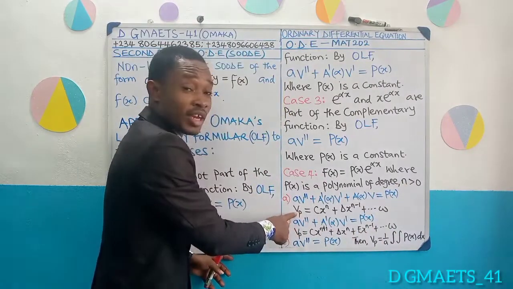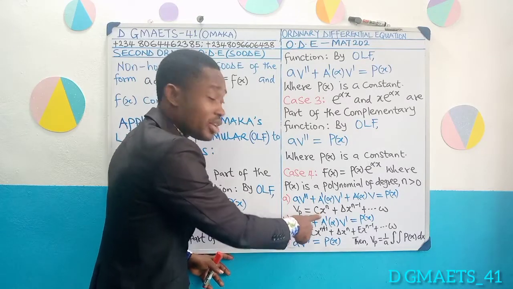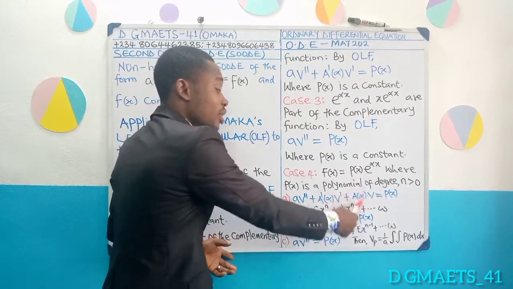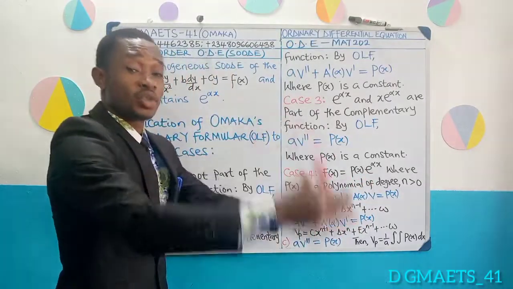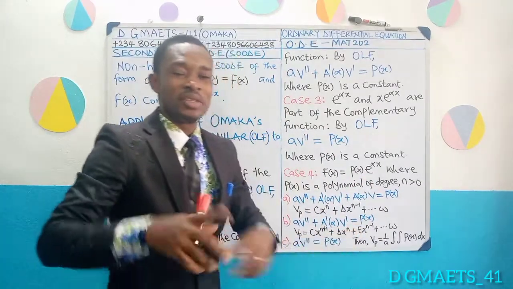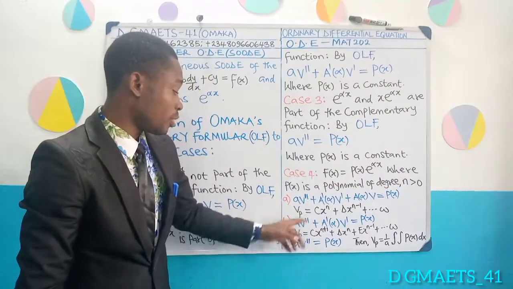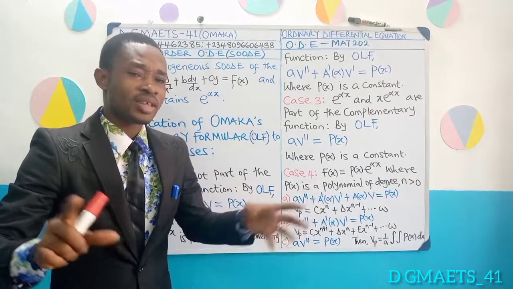You notice the form that the VP took. The highest degree here is also what? Degree n. You can say that. Then the degree starts reducing by 1, 1, 1 until you get to a constant. So once you do that, you differentiate and substitute into this Omaka's legendary formula and solve to obtain your VP. We're going to see this in practice when we solve questions.